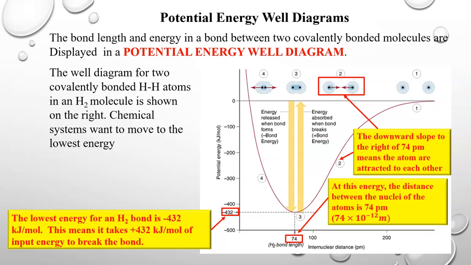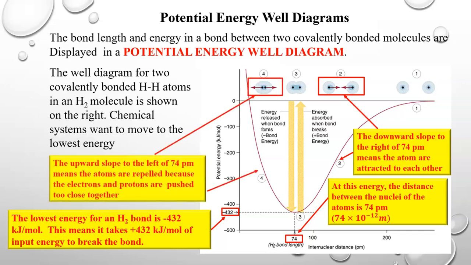That means they're starting to repel each other. The protons in the nuclei are starting to push apart, and so it's not as stable. They don't want to be too close together, and they don't want to be too far apart. So that 74 picometers, negative 432 kilojoules, is the optimal distance and energy for two hydrogen atoms. The upward slope to the left of 74 picometers means the atoms are repelled because the electrons and protons are pushed too close together.